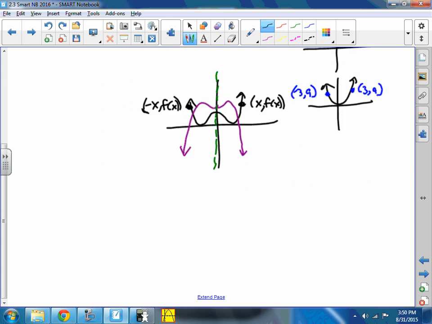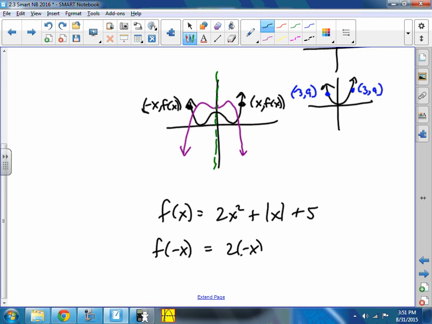So an example of this would be if I gave you, let's say, f of x equals 2x squared plus absolute value x plus 5. Okay, this graph, without graphing it, I can tell you that it looks like one of these graphs above. How do I know that? Well, because if I take my x's and I change them all to negatives, so I'm changing the 2x squared to 2 times negative x squared, changing the absolute value of x to absolute value of negative x, changing the 5, well, there's no x there, so just leave the 5. This means 2 times negative x squared, also known as 2x squared.